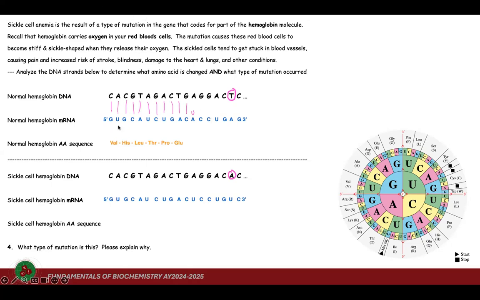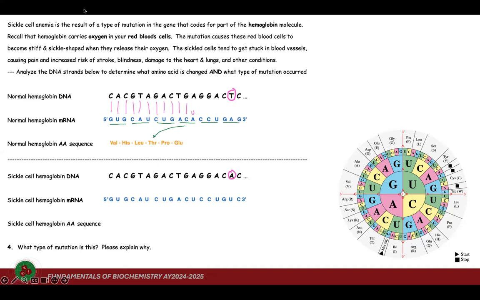Let me just fix this. GUG, CAU, CUG, ACU, CCU, and GAG. So the fourth codon is ACU, which is still threonine. Okay, so we only got a mistake in the mRNA transcript, but not in the amino acid sequence. Okay, so this still translates to threonine.